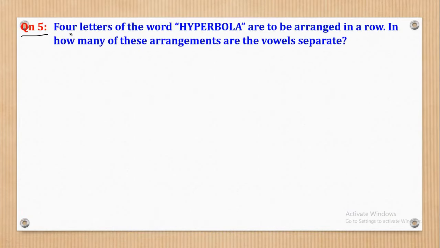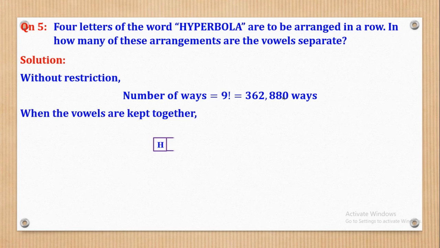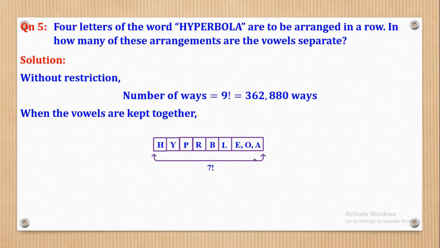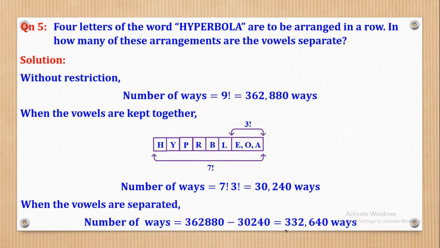Then now we shall go to question 5, which says 4 letters of the word hyperbola are to be arranged in a row. In how many of these arrangements are the vowels separate? So that means that we have to first deal with without restriction to give you 9 factorial, which is this. Then also deal when they are together. So when they are kept together, we need an illustration. So that means that to arrange from here to here, it will give you 7 factorial, and this one alone will give you 3 factorial. Therefore, multiply the 2, you will come up with this number of ways. So mutually exclusive events means that when they are separated, the number of ways will be got by subtracting to give you this.